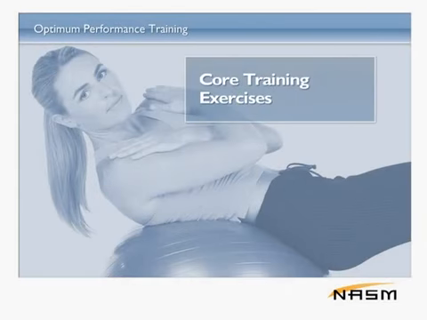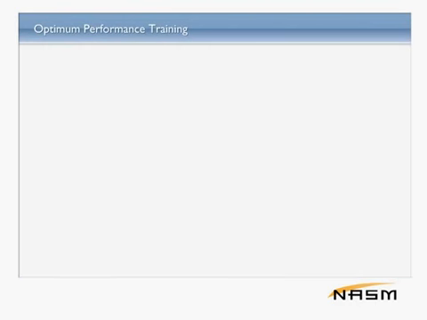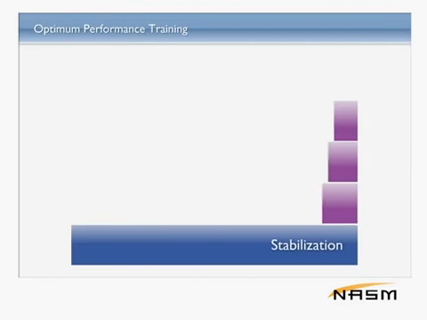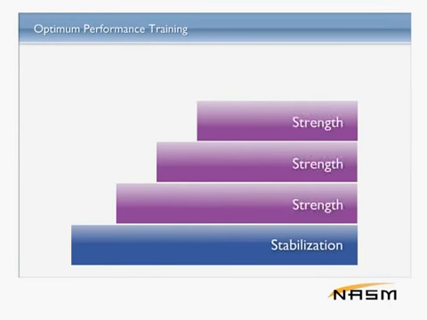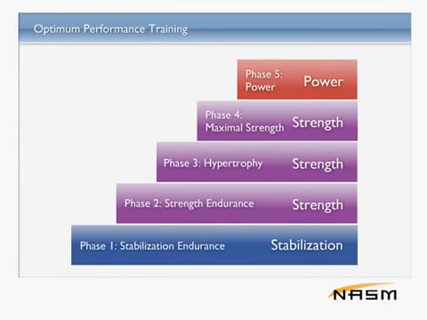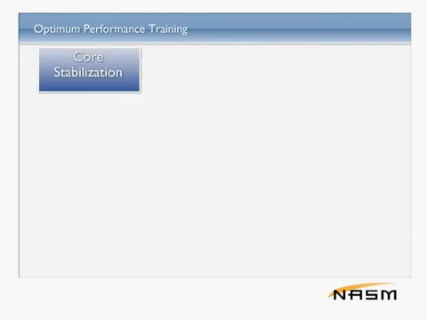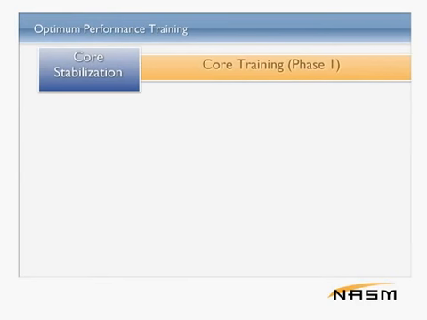Core training exercises. A proper core training program follows the same systematic progression as 3 levels of training within the OPT model: core stabilization, core strength, and core power training. In core stabilization training, or Phase 1, exercises involve little motion through the spine and pelvis. These exercises are designed to improve the functional capacity of the stabilization system.